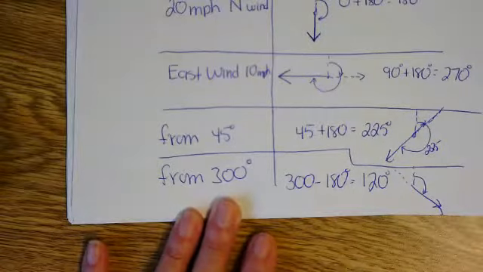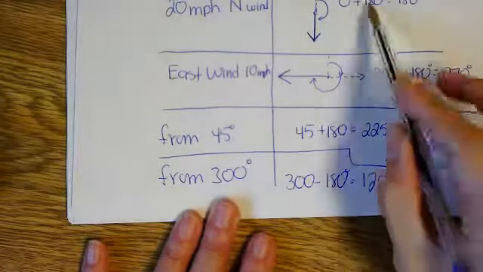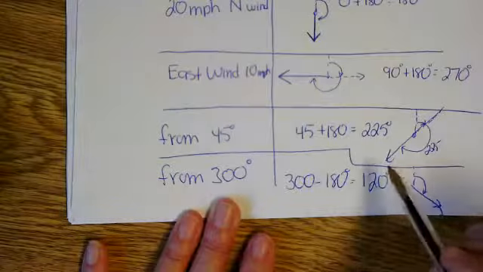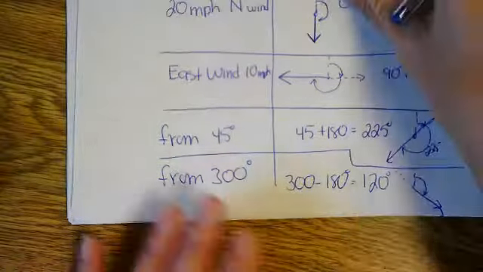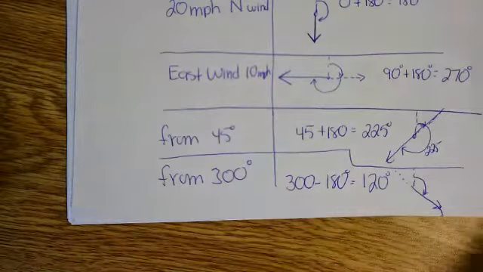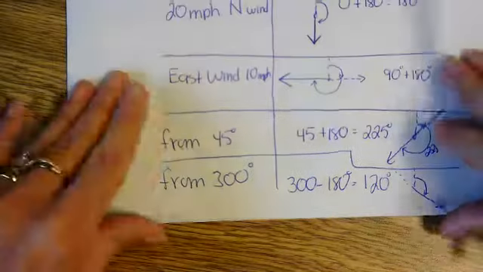So the point of this is, if you have wind, you have to fix it by adding or subtracting 180. Wind must be fixed. Let's try a couple of problems and see how you do. So number 1.